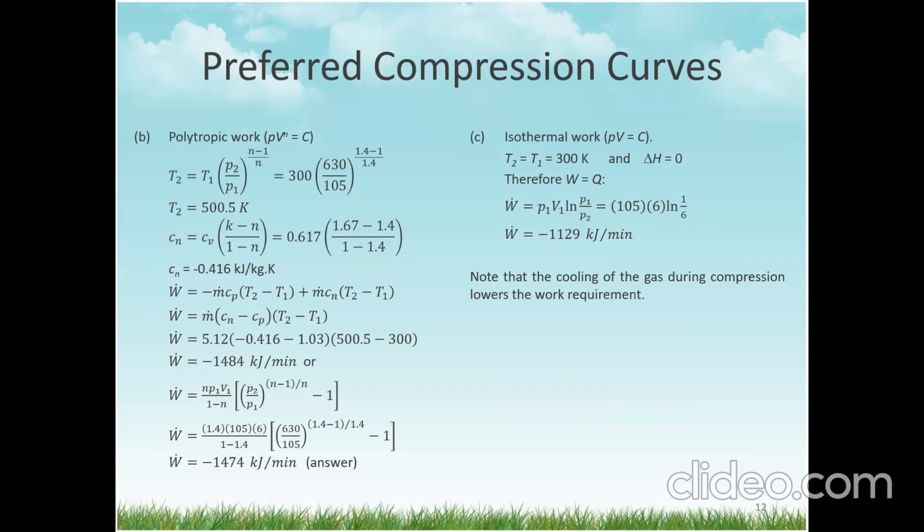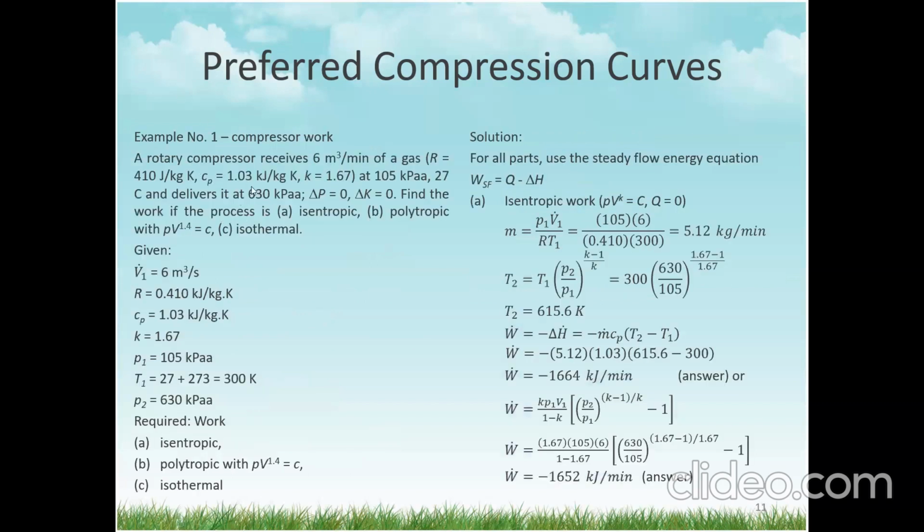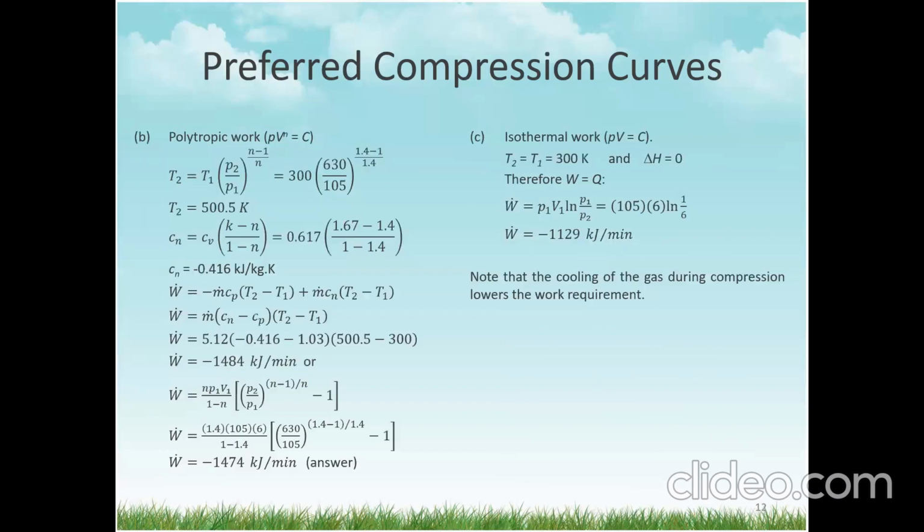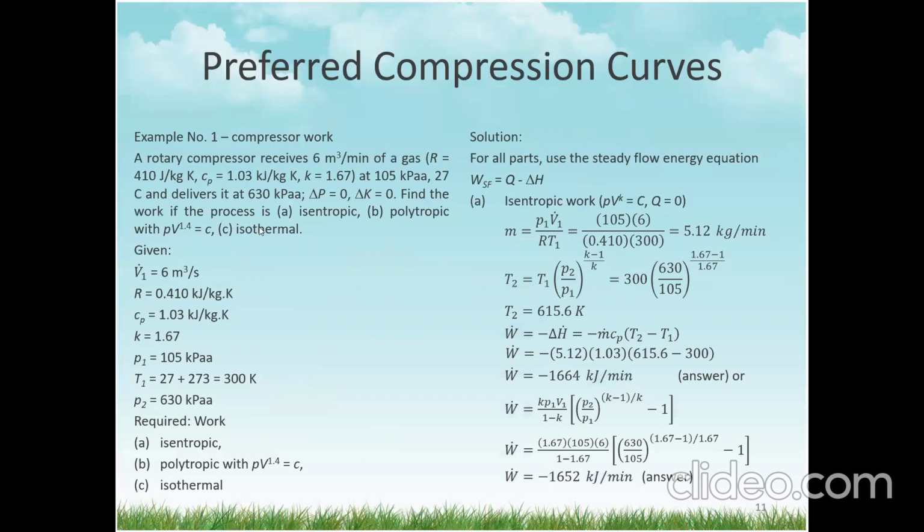Okay? Saan galing yung 0.617? Di pinakita dito. Ang Cv is equal to Cp minus R. Okay? Cp minus R is Cv. So, 1.03 minus 0.41.